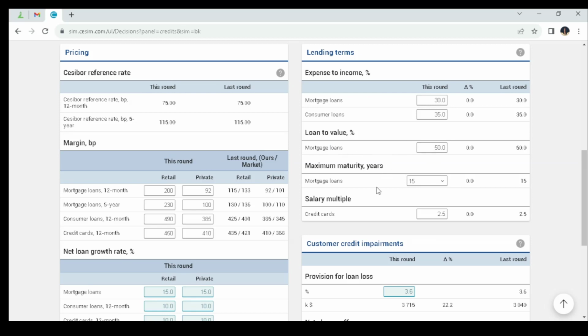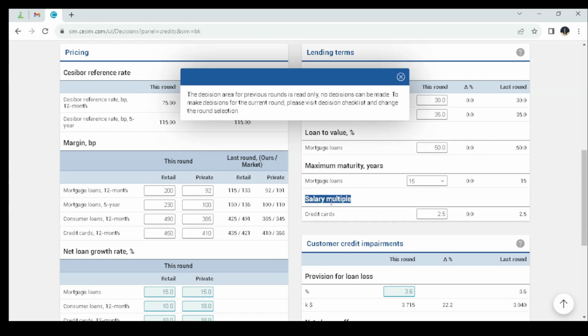So the asset here is the mortgage loan. Then we can decide to maximize the maturity and then the credit card. So you can maximize this maybe to 50. And under the salary multiple, we should just maintain it at 2.5.